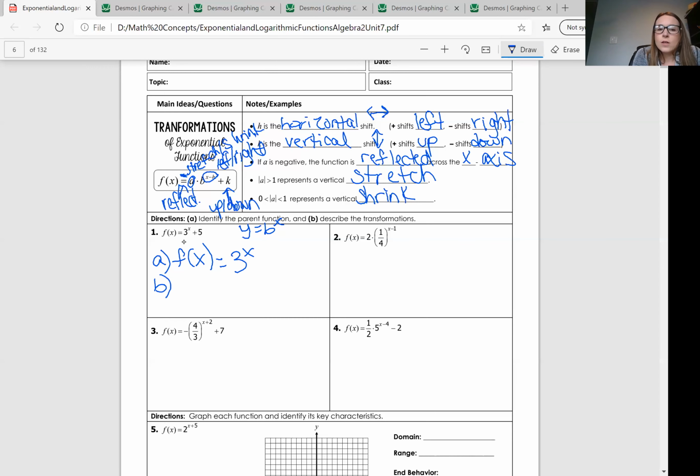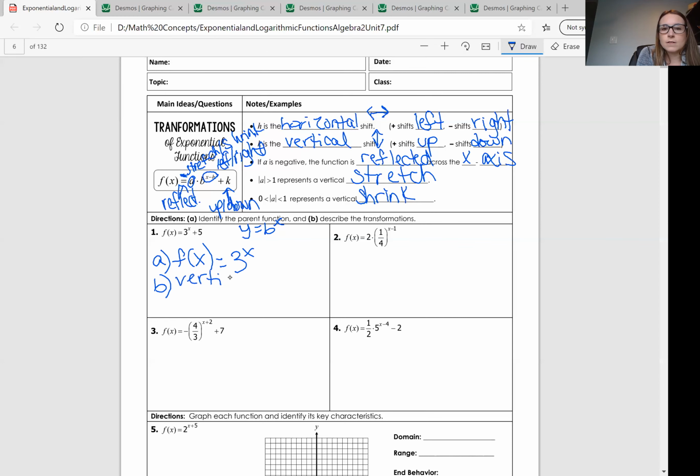All right, so this 5 here, this plus 5, is whether you go up or down. Remember, this plus is up or down. Now, since it's plus, if you look back up, that means it's going to go up. So it's a vertical shift up, and it's 5 units because it's plus 5.